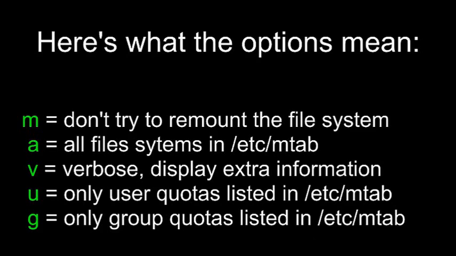If you're scanning the file system and changes are being made to a file, it can corrupt the file system, necessitating the use of fsck to repair it. Therefore, the more general and more frequently used option is lowercase m. The lowercase a means all file systems that the system has mounted in the /etc/mtab file. When you type the mount command, that's what you get with /etc/mtab. V would be verbose, in other words, display extra information. Otherwise, it would typically run in the background and hide that information. U is only user quotas listed in the /etc/mtab file, and G is only group quotas listed in the /etc/mtab file.